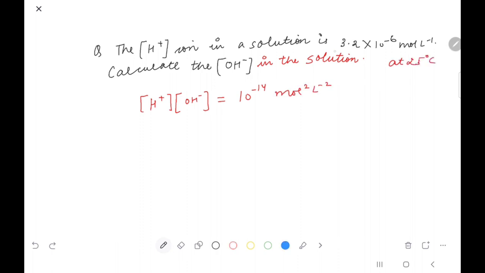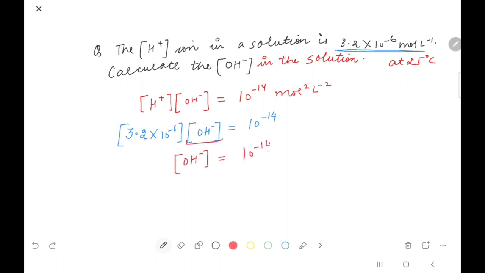And in the question, the H plus ion concentration is given to me as 3.2 into 10 raised to the power minus 6, into OH negative, and that shall give me 10 raised to the power minus 14. So the OH negative ion concentration shall be 10 raised to the power minus 14 divided by 3.2 into 10 raised to the power minus 6. So this is going to become 10 raised to the power minus 14, and this is going to go up, so it is going to become minus and minus 6, because when bases are same and in division, the powers get subtracted, divided by 3.2.